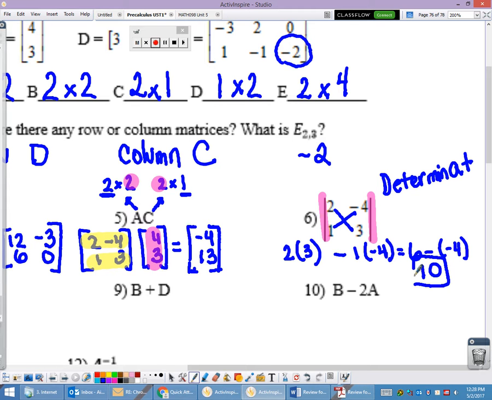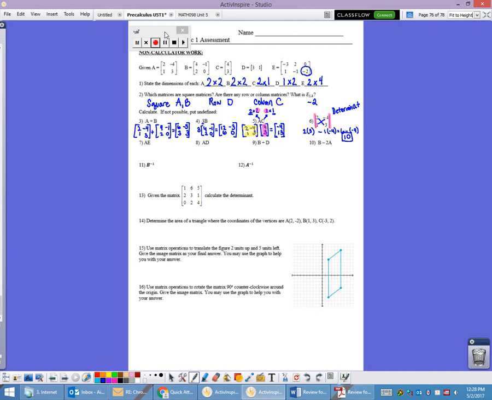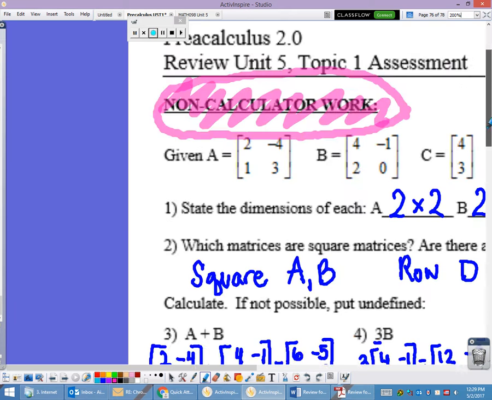Now again, this whole page that I'm doing here is a no calculator page. So you need to know how to do all of these operations without a calculator. Okay, so non-calculator. Make sure you know how to do all of this math without a calculator. Okay? Alright, let's go on to our next one.